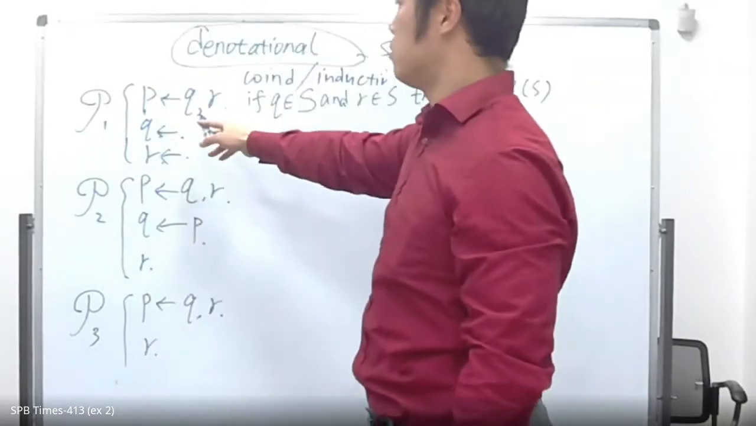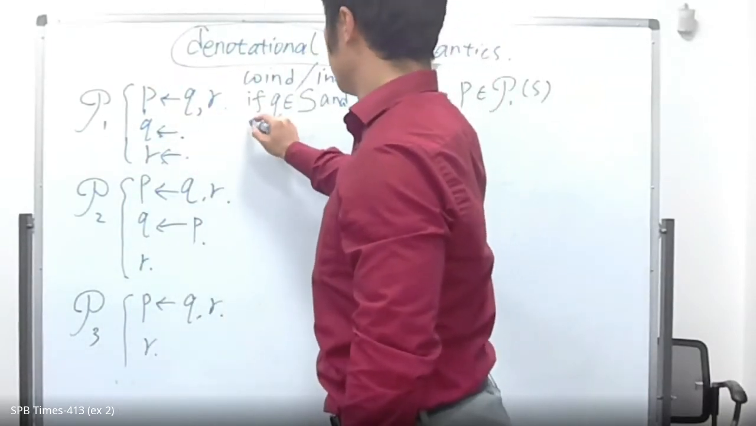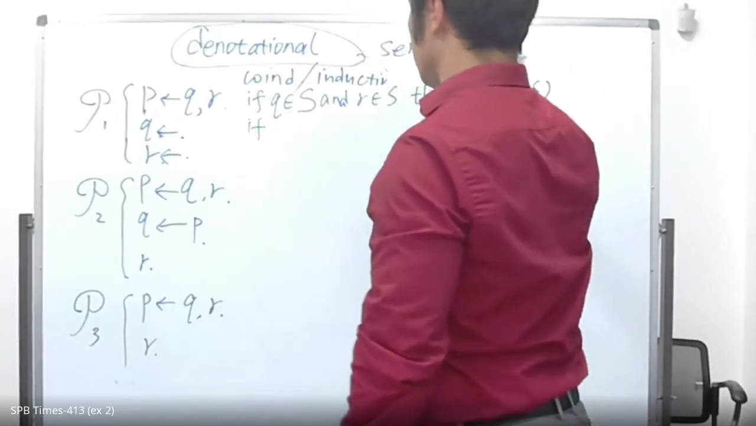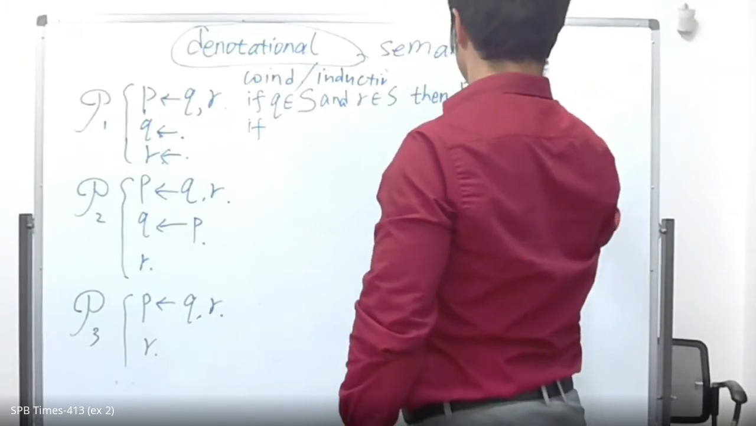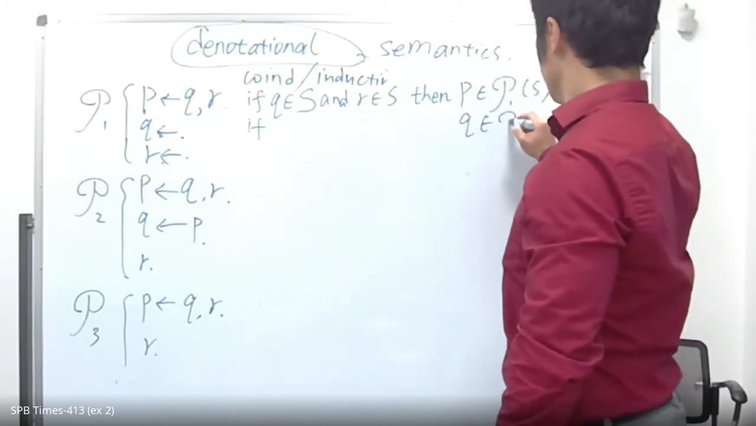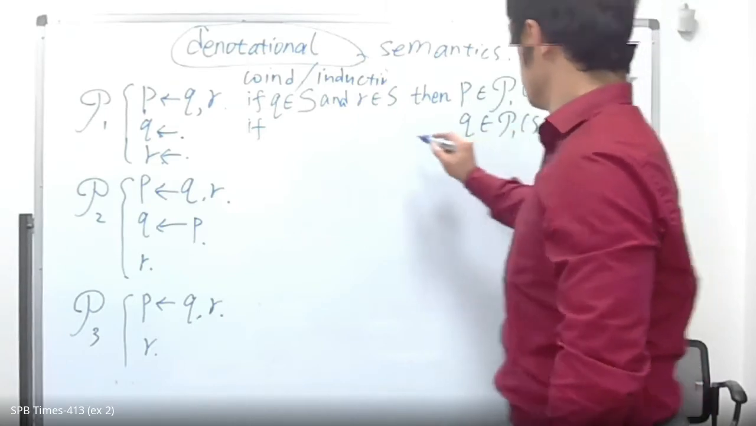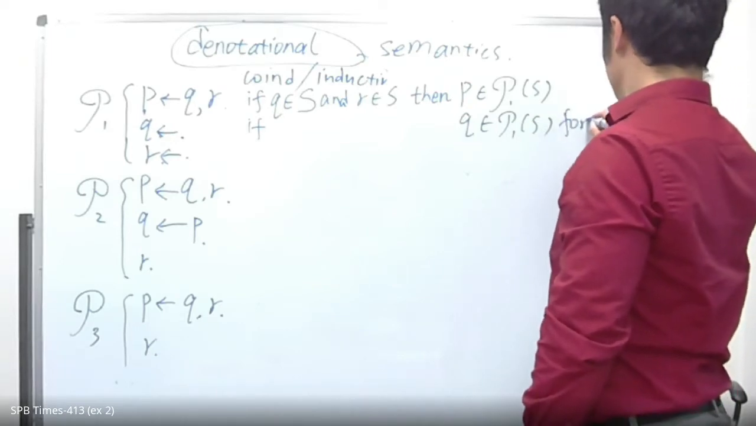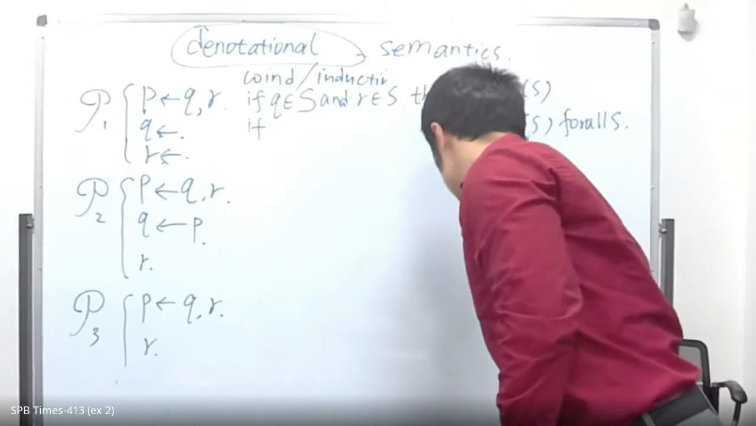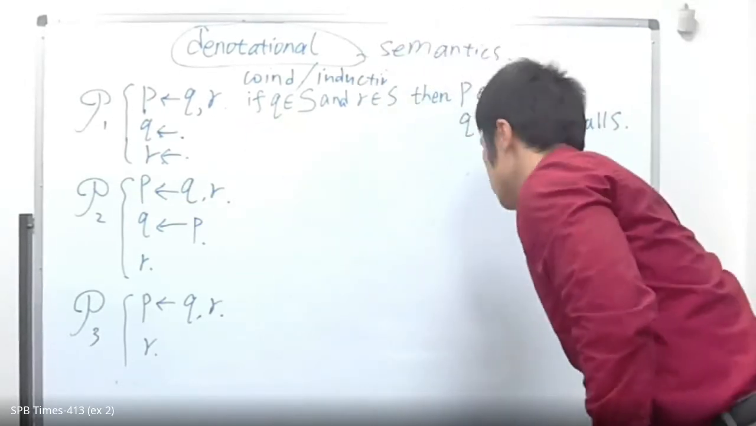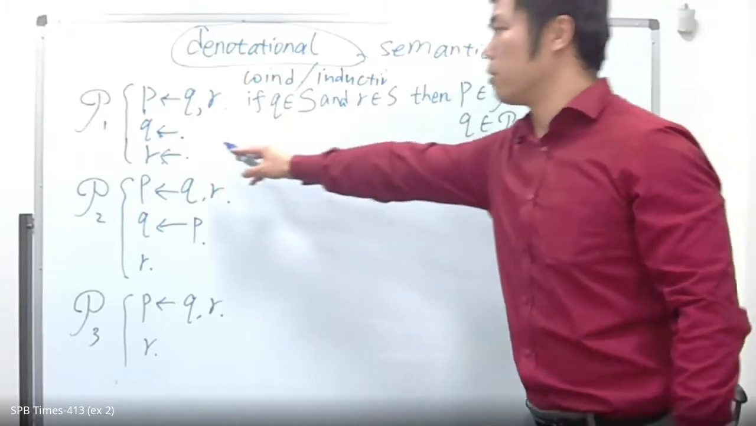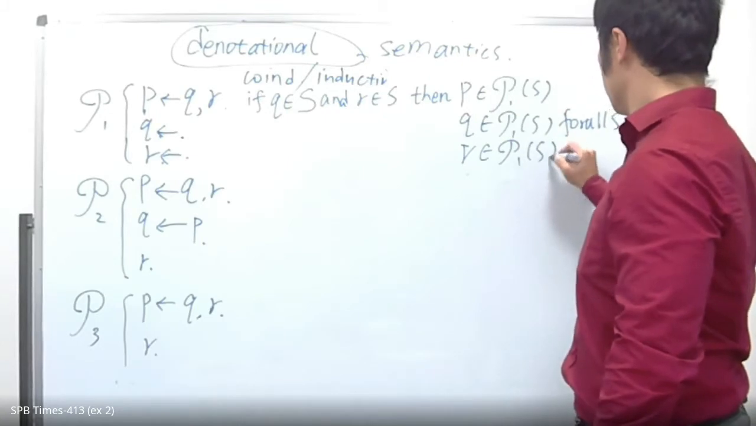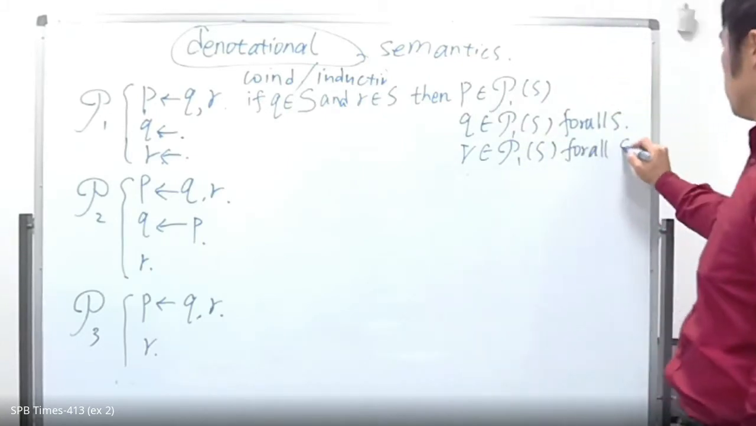And there's no right-hand side. It says if nothing is in S, then Q is in the result. In other words, Q is in P1 S for all S. So the premise is trivially true, and the same is for the third clause. It says R is in P1 S for all S.